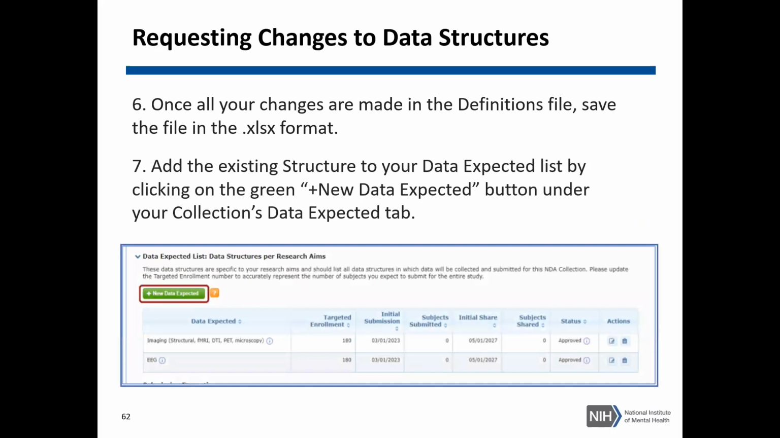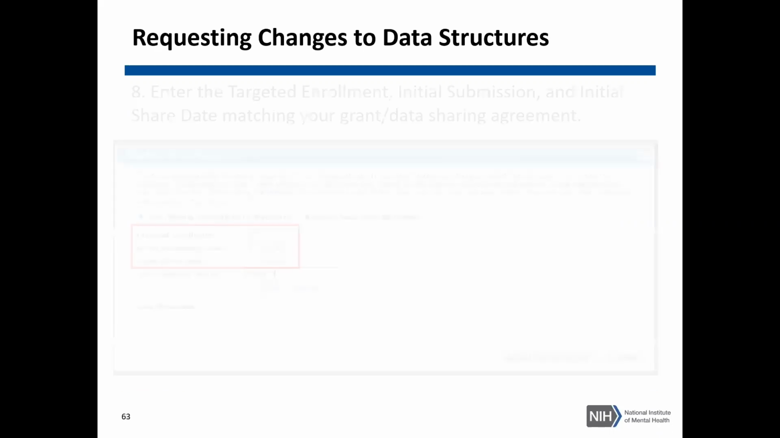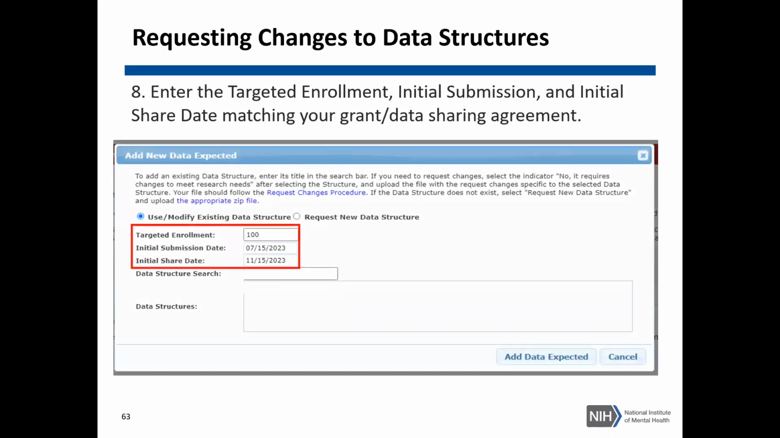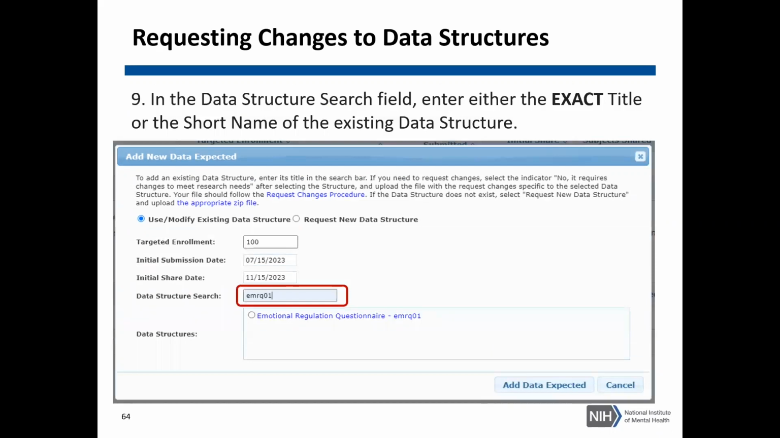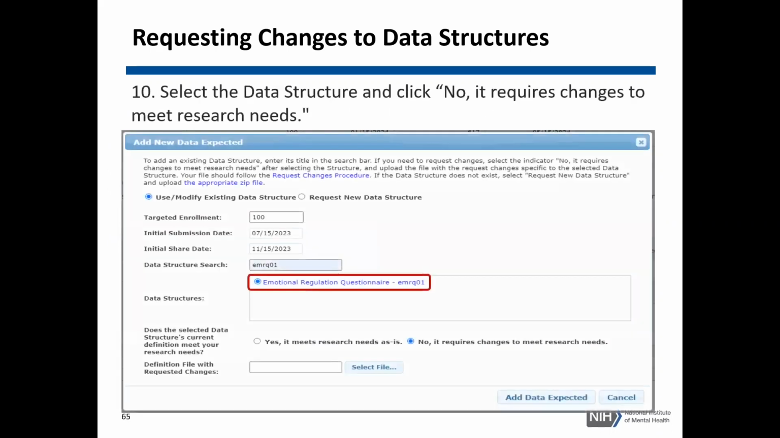Go to your NDA collections data expected list and click the green new data expected button. Then enter your targeted enrollment, submission, and share dates appropriately. Then in the data structure search field, enter the exact title or short name of the structure. And then once you select your data structure from the resulting list, click No, it requires changes to research needs. And what this does is it allows you to upload the file with changes that you just finished working on.